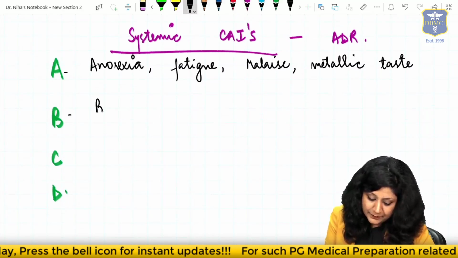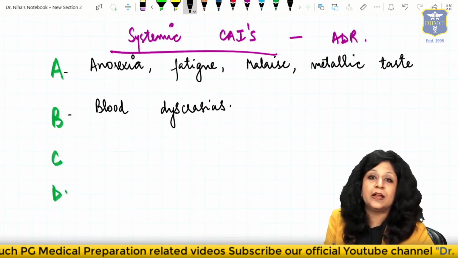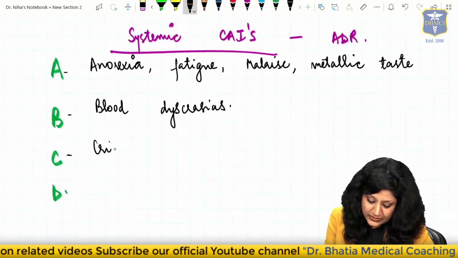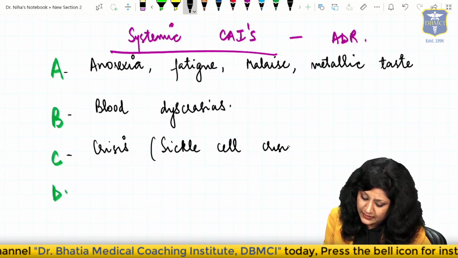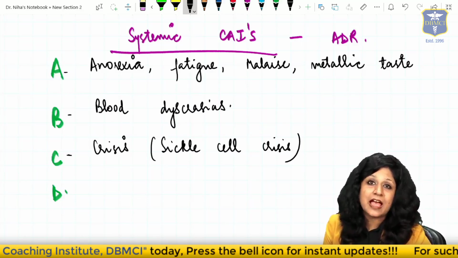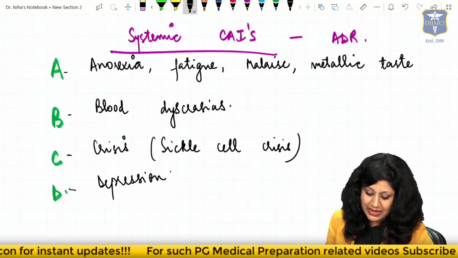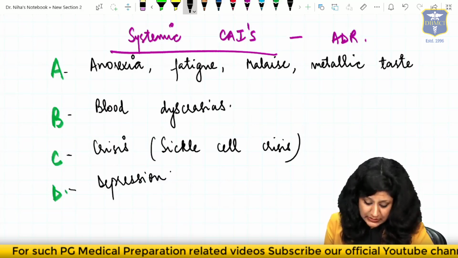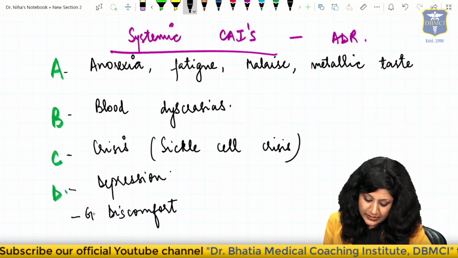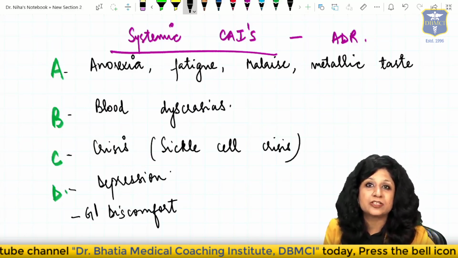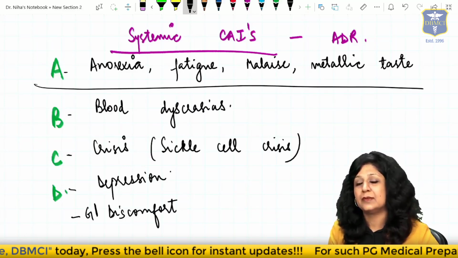Then we have B. B stands for blood dyscrasias. So, these patients can also have blood dyscrasias. C is for crisis. What crisis? Sickle cell crisis can occur here, right? And then we have D. D stands for depression. These patients can also have discomfort, especially GI discomfort. We can have crisis, blood dyscrasias, and a syndrome complex comprising malaise, anorexia, fatigue, and the metallic taste.